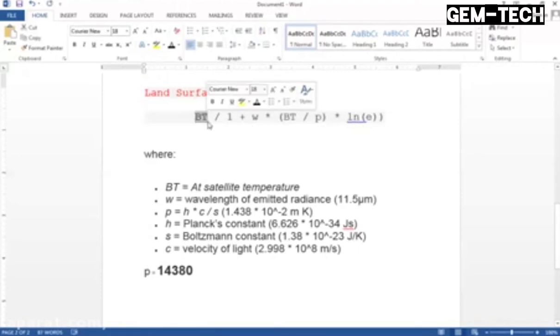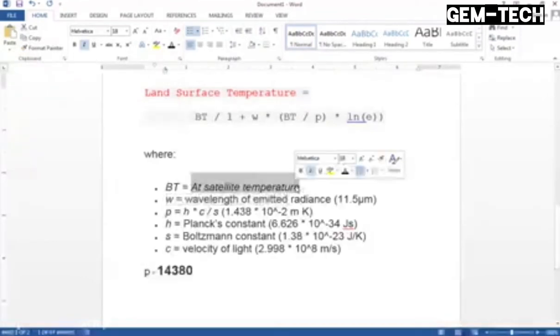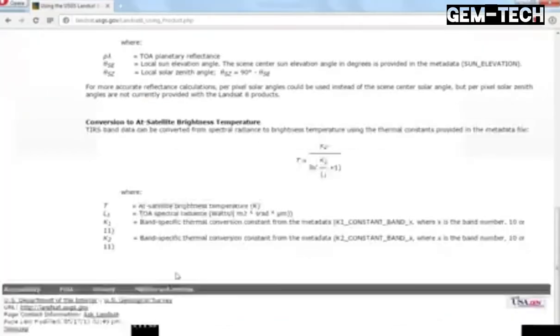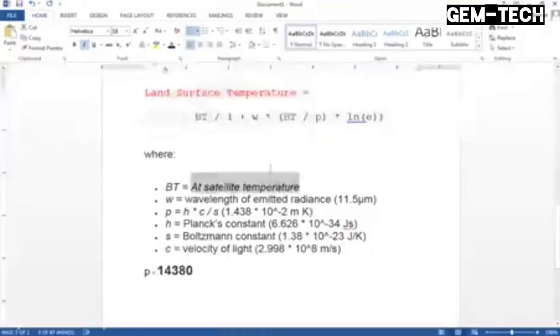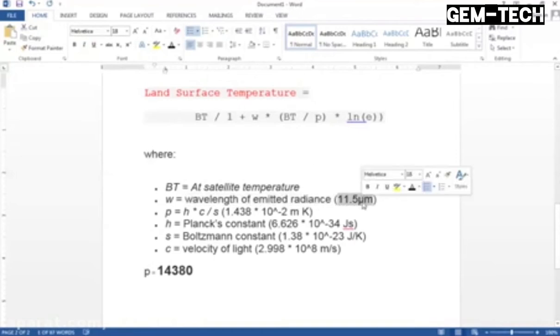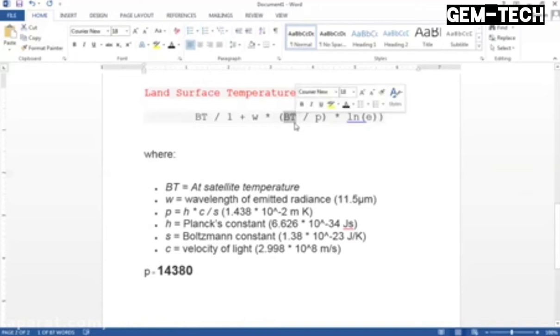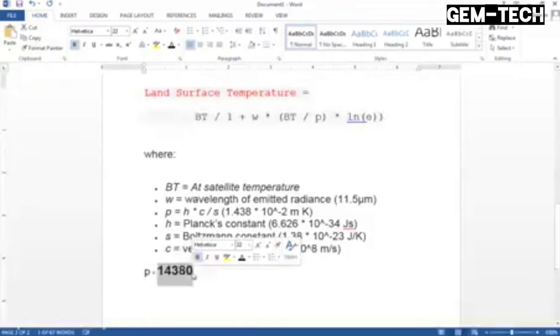In the formula, BT stands for the at-satellite temperature, which is what we are going to be calculating from this formula, divided by 1, which is a constant, plus W, which stands for the wavelength of emitted radiance at 11.5, which corresponds to band 10 in the Landsat 8 data. We're going to multiply that by the at-satellite temperature we're going to calculate, and divide by P. P is all of this story here, and this is what P resulted to, 14,380, multiplied by the log of E.